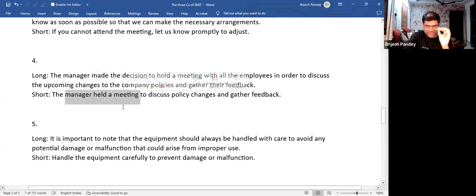Look at how crisp it becomes. The manager held a meeting. Why? To discuss policy changes and gather feedback. Their feedback, why do you need that? I mean, the people who are there, they will give their feedback. No one else will give the feedback from outside. So this is how you write your sentences.